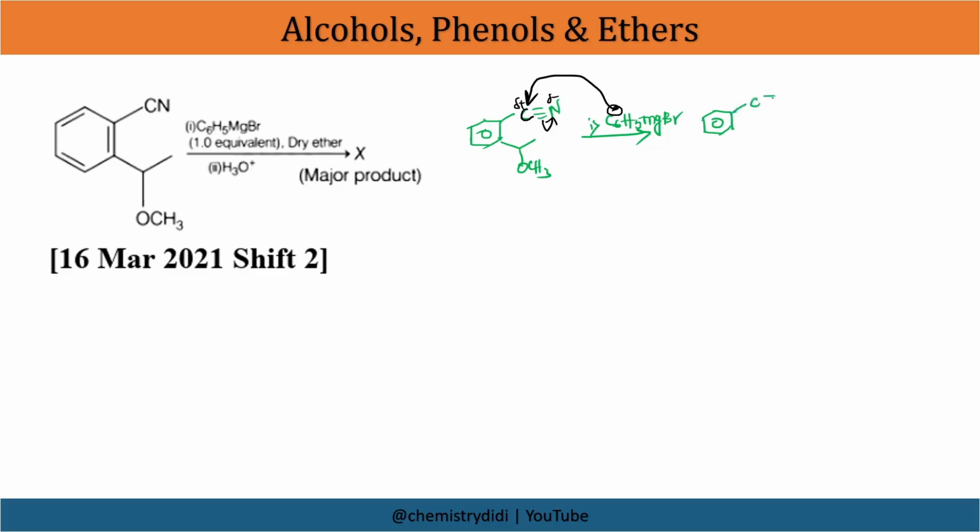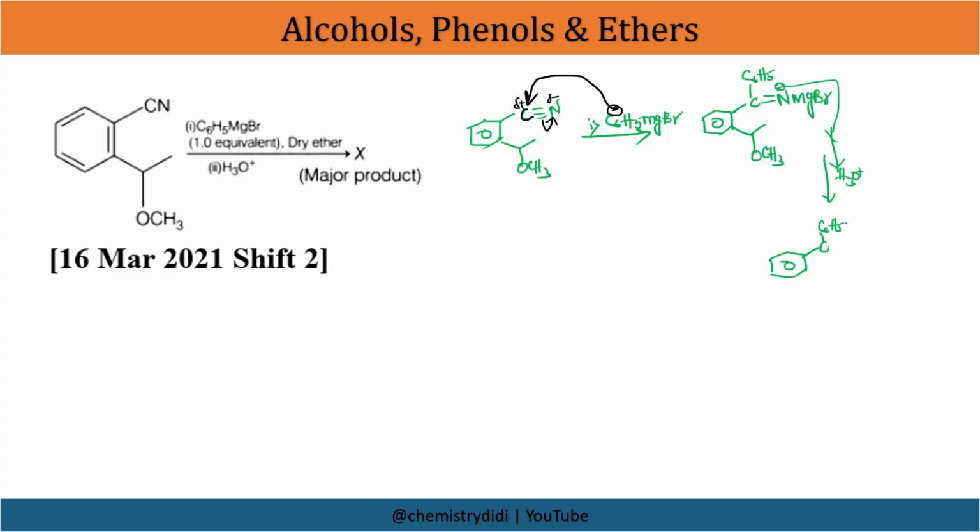Here it is C double bond N negative MgBr, and then here it is C6H5. Okay, this group remains the same as it is. And then in the next step they have given hydrolysis also. When we do hydrolysis, generally it first captures one of the hydrogens on this nitrogen, and it forms this.